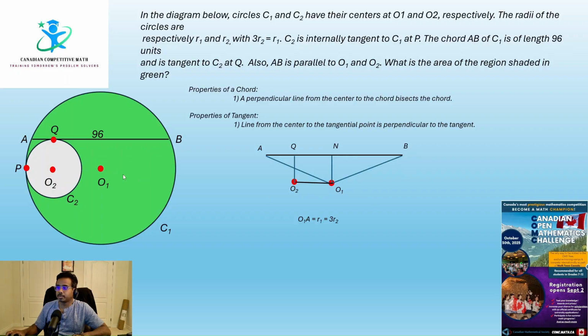As I explained before, if I take point O1 and draw a perpendicular line onto line AB, it will bisect line AB. If the intersection point is N, AN is perpendicular to NO1 and AN will be equal to NB. Also, if I take the center of circle C2, which is O2, and draw a line from O2 to the tangential point Q, O2Q will be perpendicular to AB.